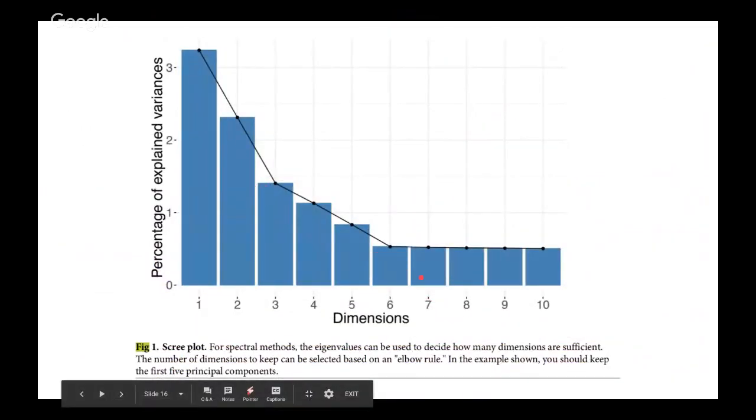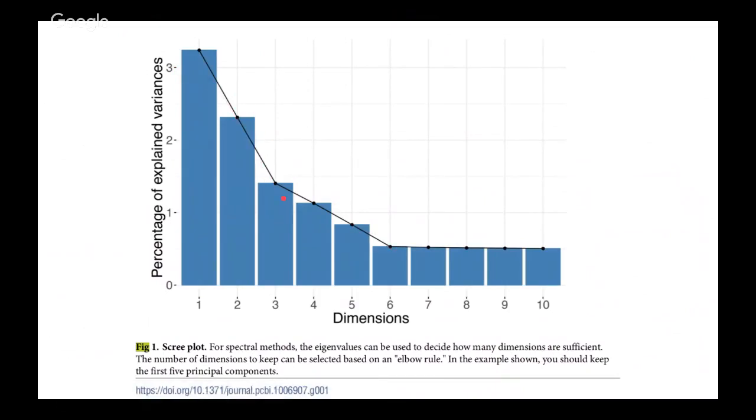So this is a nicely looking scree plot that basically shows 1, 2, then 3 dropping quite substantially. These dimensions explain a large percentage of the variance, and then 4, 5, and 6 drop quite quickly. And then from 6 onwards, you can only explain a very small percentage of the variance.